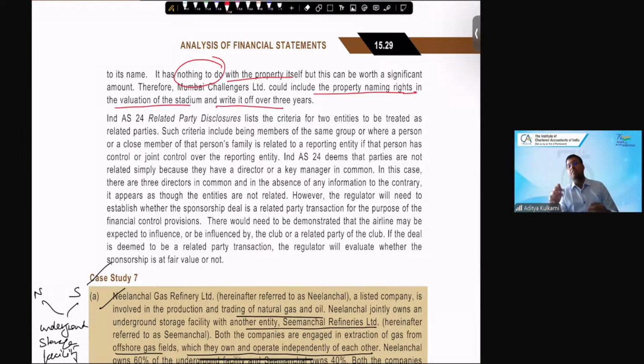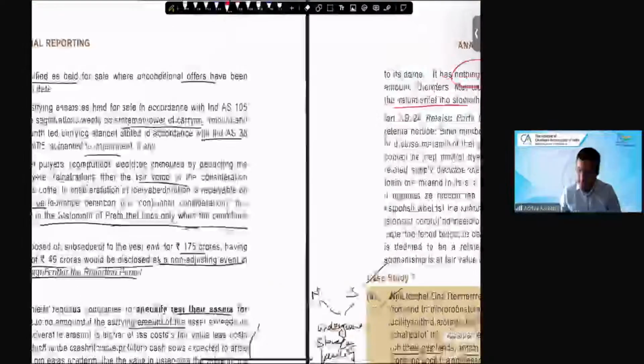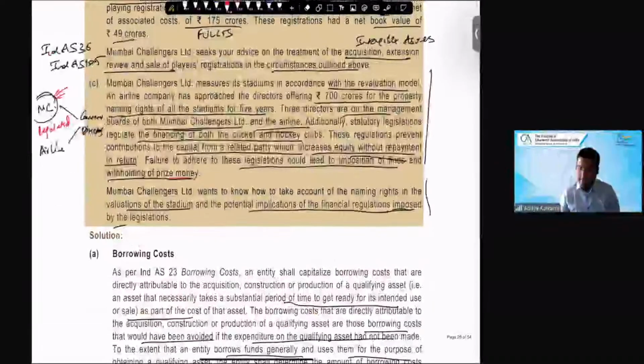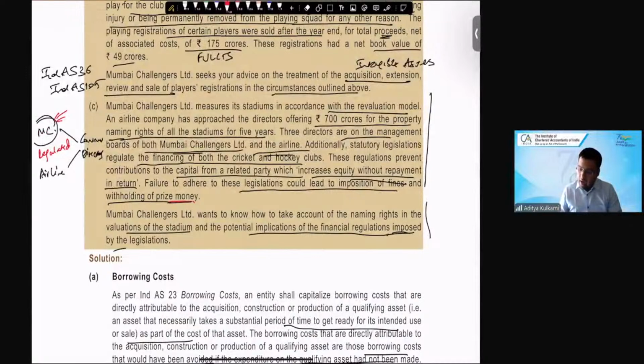Here, the question is not focusing on the treatment in the form of revenue. Rather, if you see the question, what is it asking? It is asking how to take account of the naming rights in the valuation of the stadium. It's specifically not focusing on revenue. So the key point is you can add it to the valuation of the stadium per se. Ultimately it comes in as your income and ultimately you will amortize it over a tenure of 3 years, considering that the renaming rights are for a period of 3 years. But right now, when I'm valuing my stadium, this becomes a very significant component and I can add it to the level 2 input value that I have for that stadium.